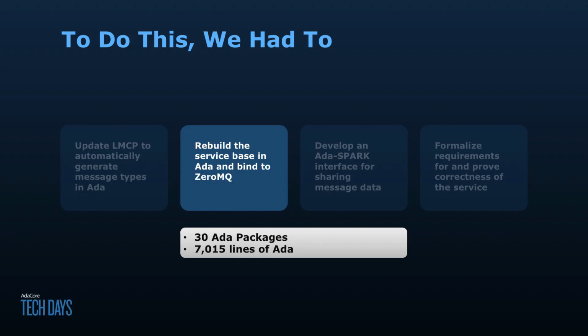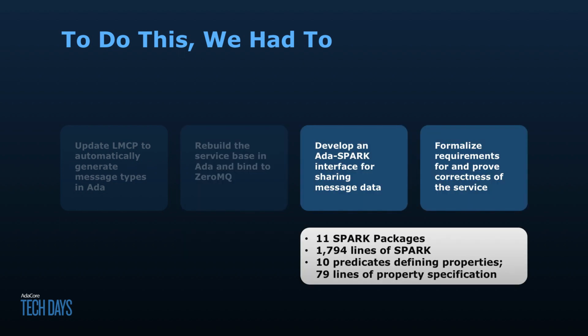Once that was complete, we needed to rebuild this infrastructure that we could use to construct our demo. And this was about 30 packages in Ada and 7,000 lines of code. Then we had to build an interface to link the full Ada code with the Spark code. And we had to formalize our properties so that we could complete our proofs. All told, this was 11 Spark packages, 1,800 lines of code. And the predicates, there were 10 predicates we came up with to express the functional properties, and these were about 80 lines of Spark.